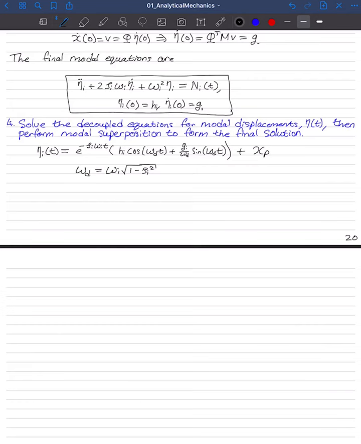So assuming you can solve for this particular solution, which depends on the forcing, so I can't actually solve for it here. Once you've solved for that, then simply x of t is equal to phi times eta of t, which then leads to x i of t being equal to the following. This here is modal superposition.